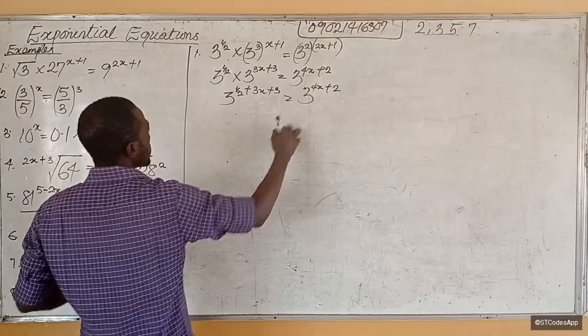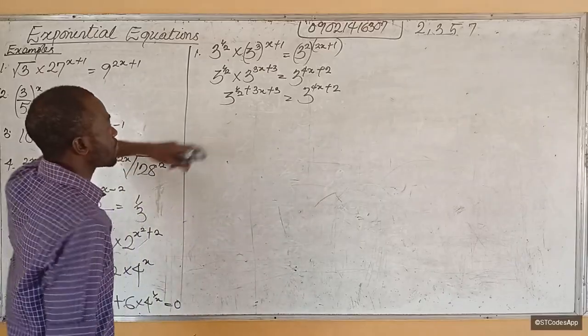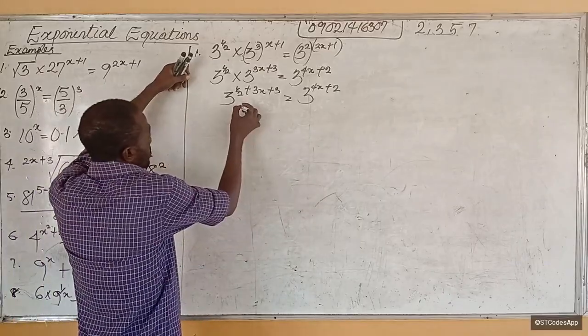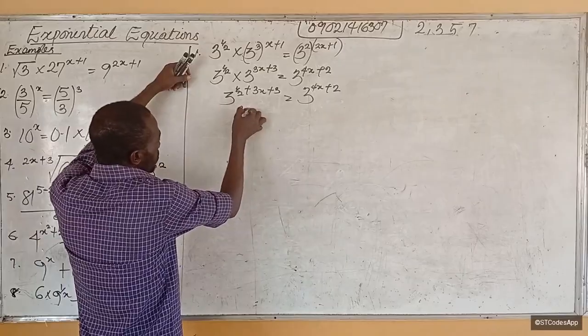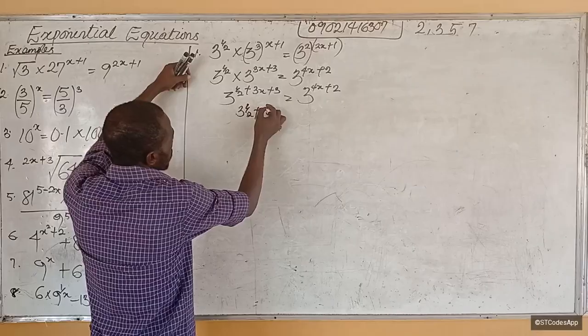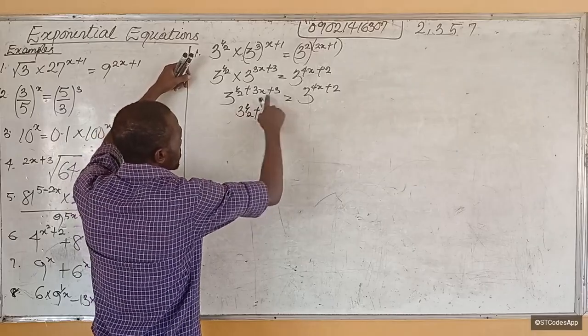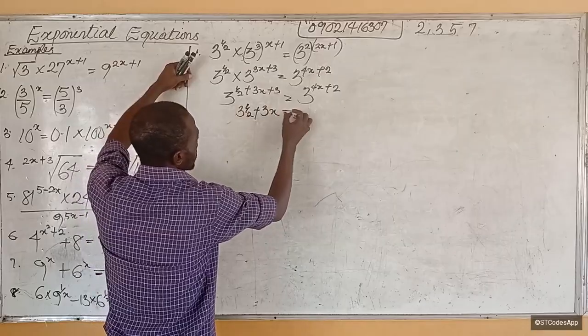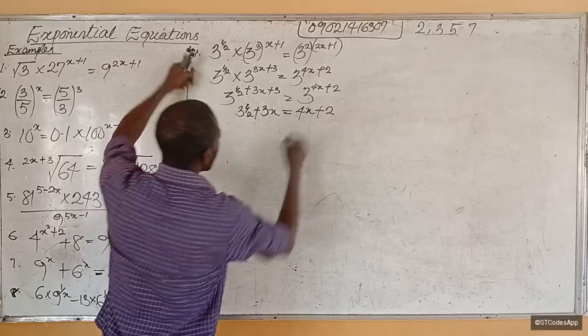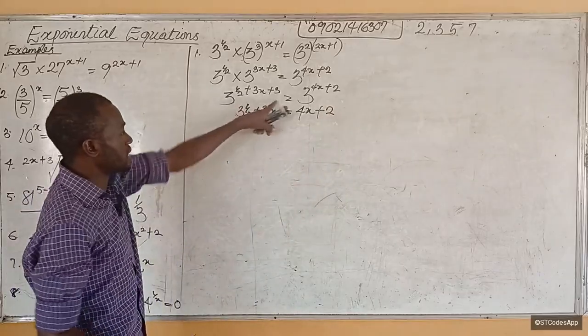Since the bases are now the same, then the powers must be the same. So these powers are the same. I have half plus 3, because it becomes 3 and half, plus 3x. The powers must be the same if the bases are the same. So 3 and half plus 3x is equal to 4x plus 2. All I simply did was to add the powers.